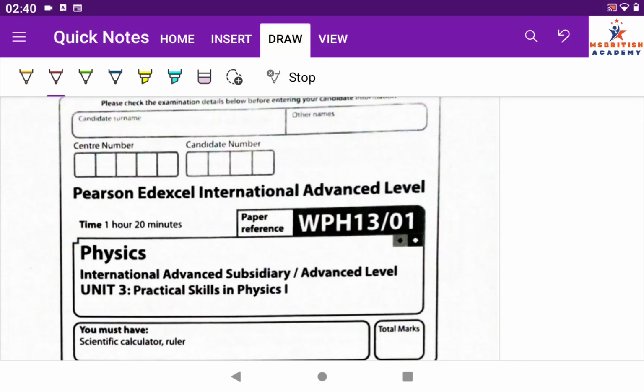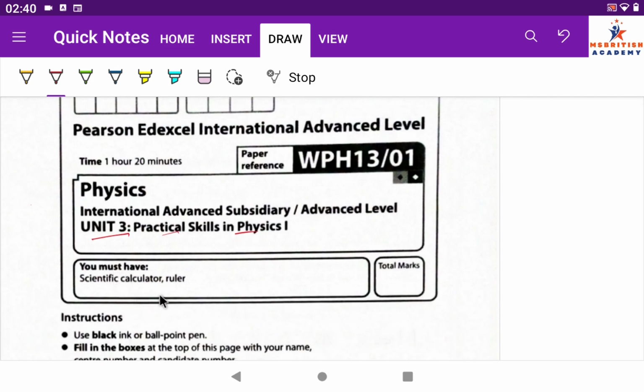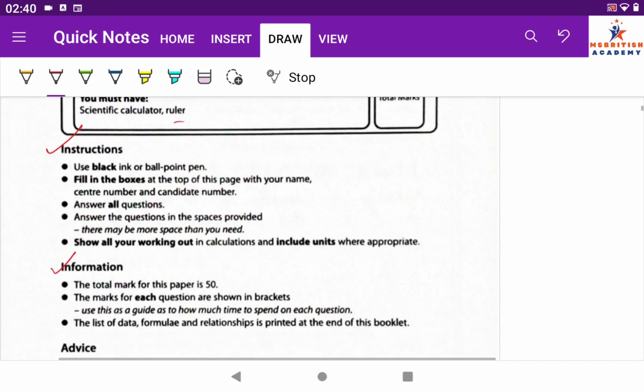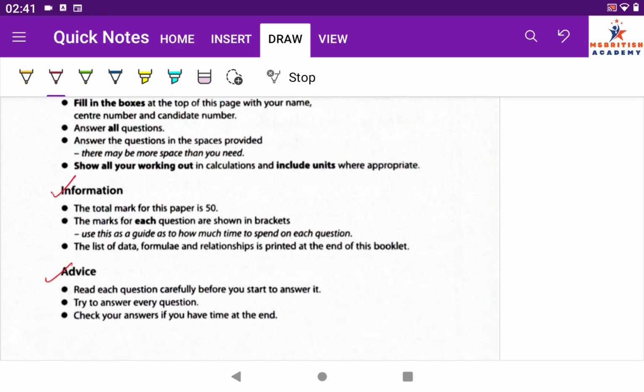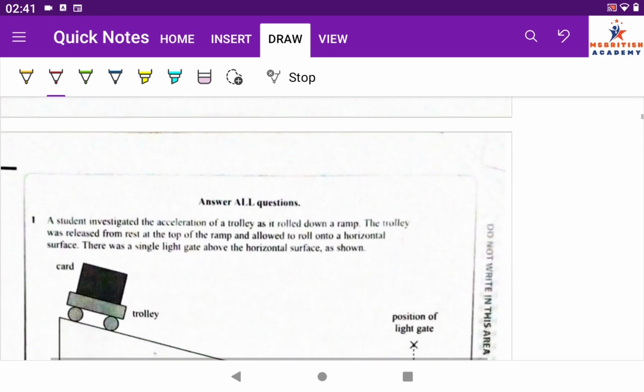Hello, dear students. Today we are going to solve Physics Unit 3, which is based on practical skills in Physics 1. In this paper, you can use scientific calculators and a ruler, and the time will be 1 hour 20 minutes. You can also read the instructions, information, and the last one, advice. Okay, let's see.